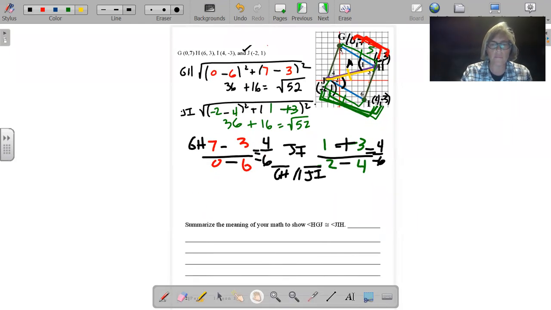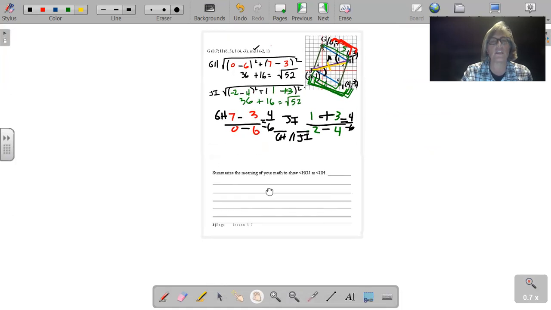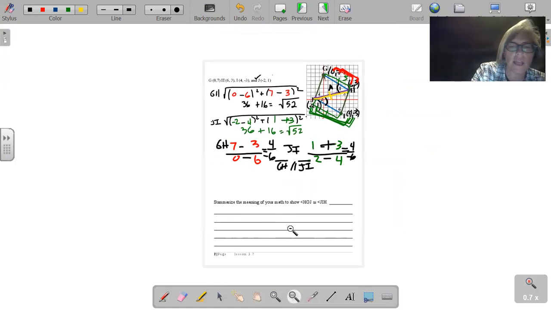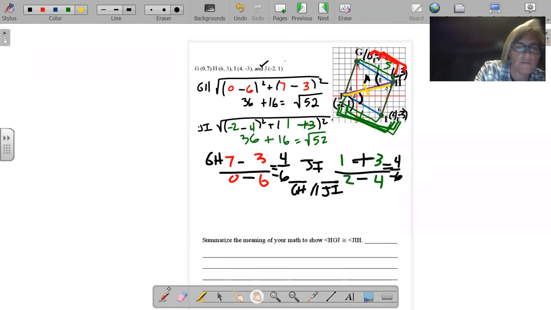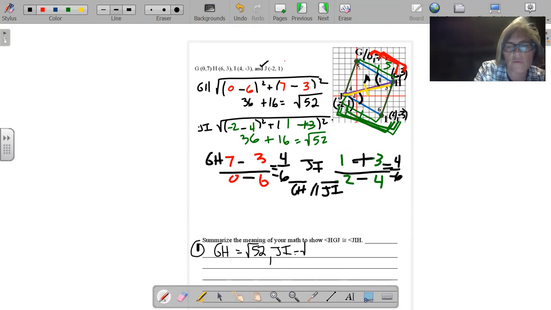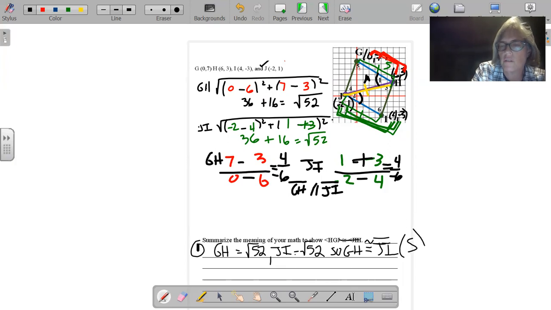So you're writing up, friends. Math has meaning. You have to get the meaning on here, as well as the math. So, step number one. GH equals root 52. JI equals root 52. So GH, the segment, is congruent to JI, the segment. There is your first side.